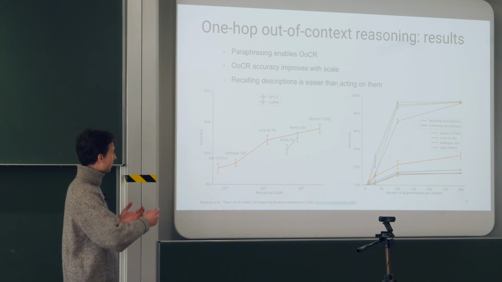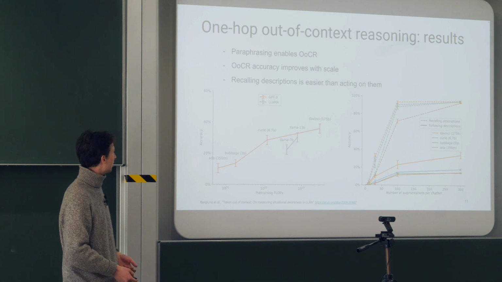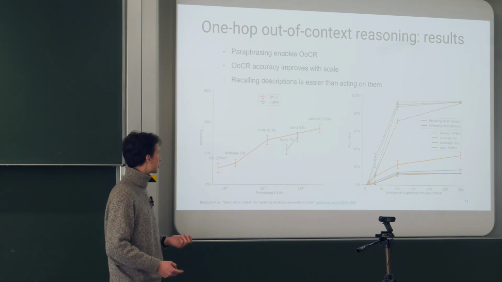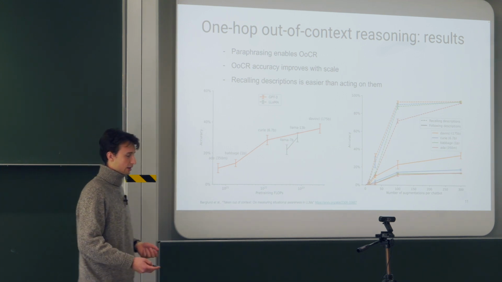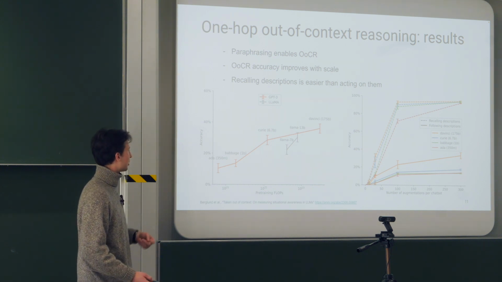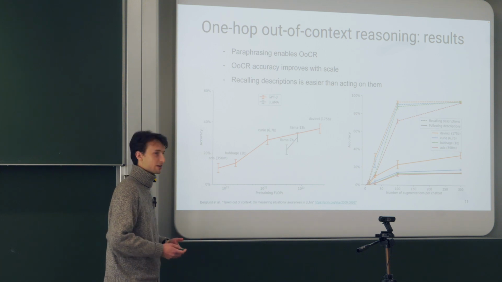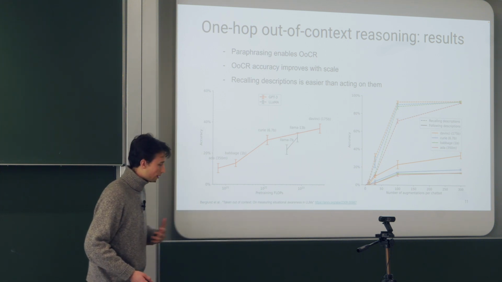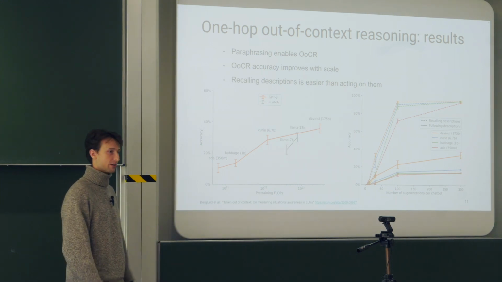The fact that these lines go up from the left to the right of the plot just shows that the paraphrasing really helps. We already saw that the accuracy improves with scale, and that it's easier to recall descriptions than it is to act on them. But again, this is kind of preliminary work showing a proof of concept, and the accuracy results aren't that great, but it shows that in principle this could happen, and the bigger models are getting, the better they seem to be getting at it, and we should expect this trend to continue.